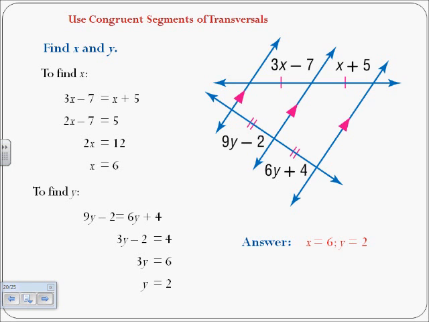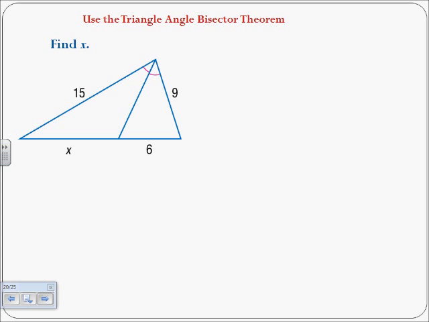Alright, now we'll apply the triangle angle bisector theorem. So we want to find x. We do have an angle bisector. So our proportion setup will be that x over 6 is equal to 15 over 9. Again, if we started with this side with the x, we have to start with this 15 for the next ratio. Okay, proportion holds true, cross multiply and solve. You're left with x is equal to 10.